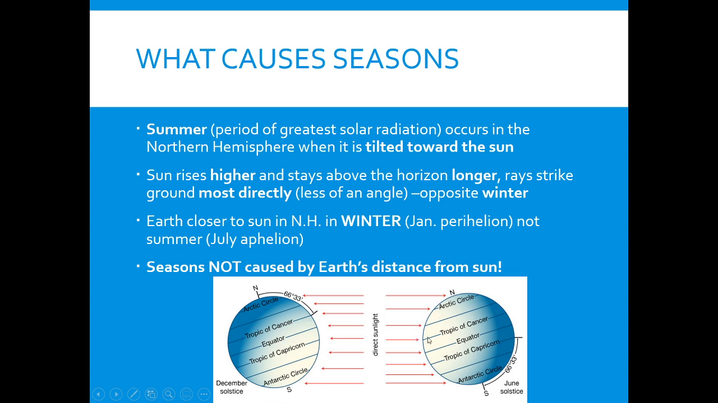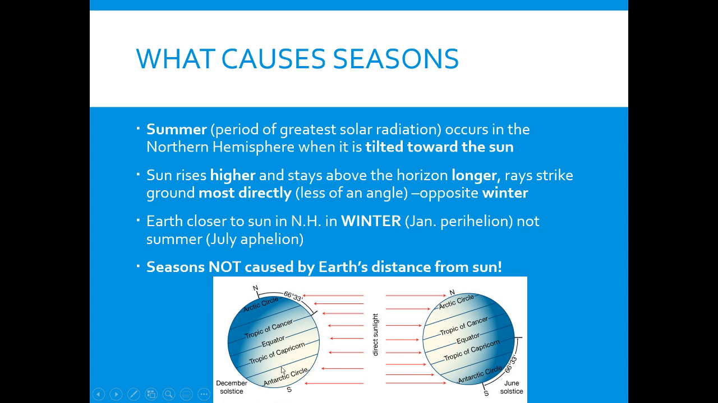So you can imagine that this example here would be our summer because we are tilted toward the sun. We get more direct solar radiation. The sun rises higher and stays above the horizon longer, so the rays can strike the ground more directly because there's less of an angle. This would be the opposite in winter.